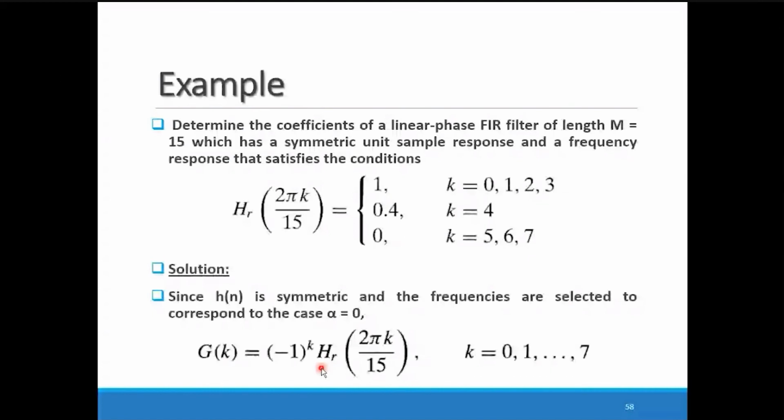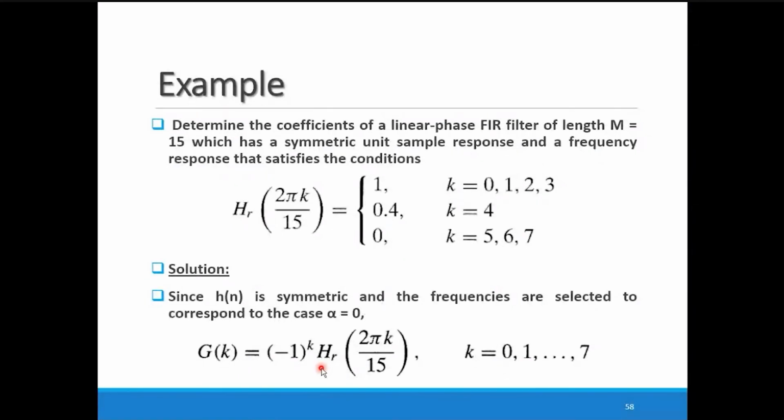Okay, so determine the coefficients of a linear phase FIR filter of length M equal to 15, which has a symmetric unit sample response and a frequency response that satisfies the condition H_r(2πk/15) equal to 1 for k equal to 0, 1, 2, 3, 4, and 0 for k equal to 5, 6, 7. So these H_r values are given.